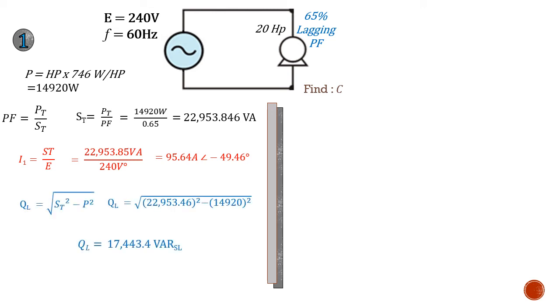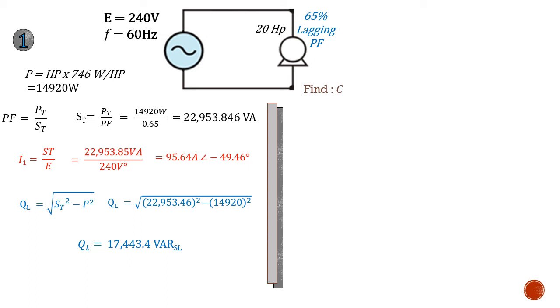Working with the subtraction formula of Pythagorean's theorem, we can take the difference between our apparent power and our true power, vectorially, and come up with our inductive reactive power for this motor, which in this case is about 17.4-ish kVARs.